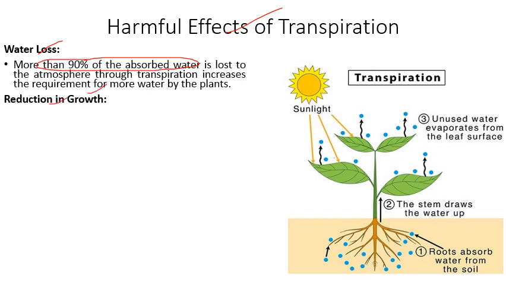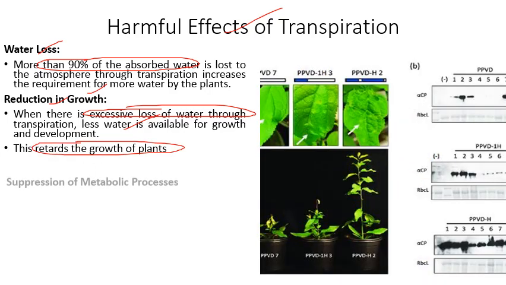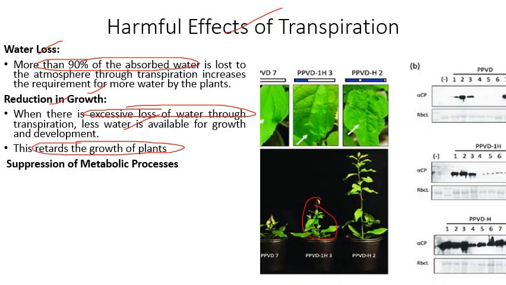The next is reduction in growth. If the transpiration process is excessive or very rapid, it leads to retarded growth of the plant. When there is excessive loss of water through transpiration, less water is available for growth and development. It results in retarded growth of the plant. So the plants are not able to grow properly.